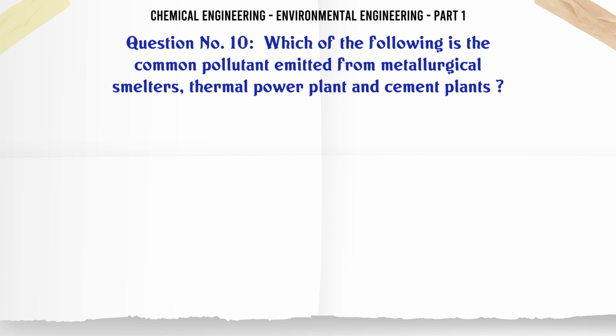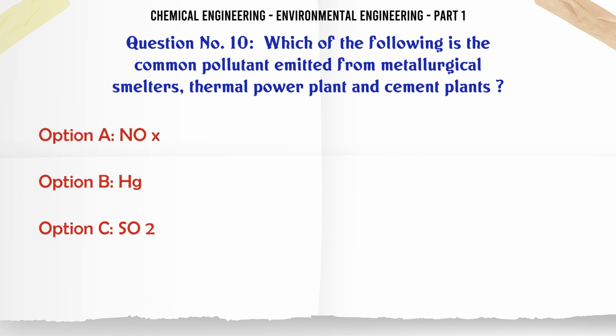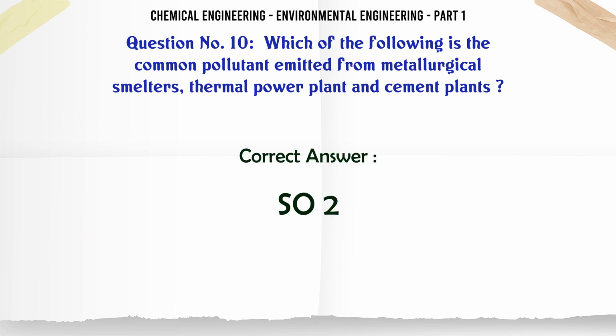Which of the following is the common pollutant emitted from metallurgical smelters, thermal power plant and cement plants? A. NOx. B. Hg. C. SO2. D. F. The correct answer is SO2.